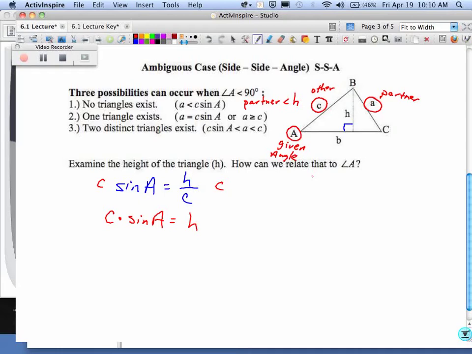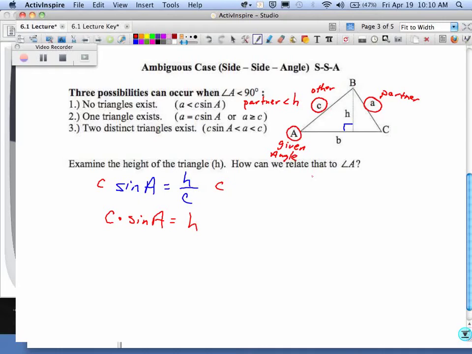Why would it make sense that if the partner side is smaller than H, there's not going to be a triangle? Why would that make sense? Do you guys know circus tents? Can you visualize a circus tent? Yes. Back in the day, they would have that center pole, right? They would go way up in the middle, and then the tent kind of comes off it like this, right? And then they stake it from there. But there's that one center pole.